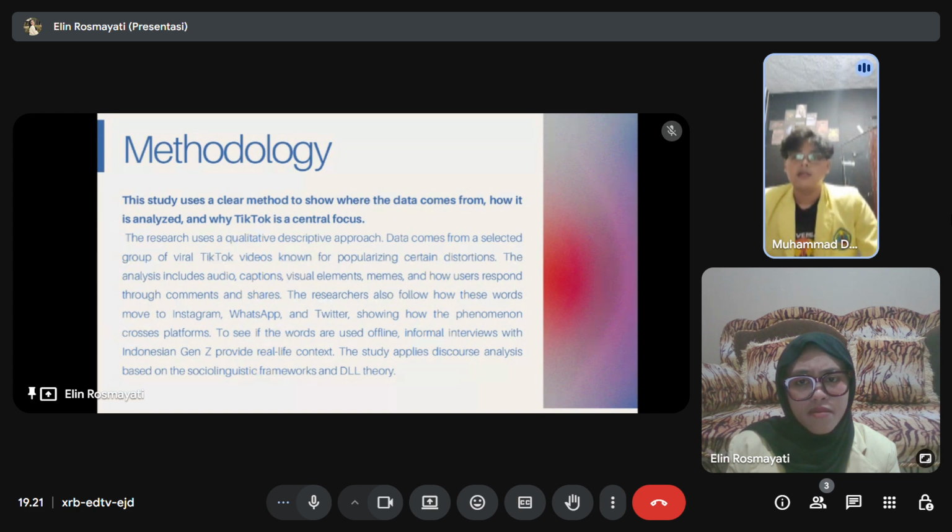The researcher also follows how these words move to Instagram, WhatsApp, and Twitter, showing how the phenomenon crosses platforms, to see if the words are used offline. Informal interviews with Indonesian Gen Z provide real-life context. The study applies discourse analysis based on sociolinguistic frameworks and theory.